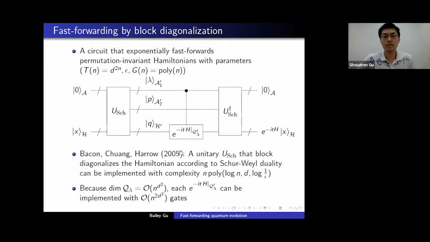Now let's look at the complexity of this simulation. The complexity of the Schur transform unitary was analyzed in this paper, and there it was found to be polynomial in n. So that's no problem there. If we look at this middle gate, we can look at what the size of the Q register is. It turns out that in the setup that we have, the maximum dimension of the unitary representation is at most n to the d squared, which is polynomial in n because we're fixing d. We can also say that this register lambda is also polynomial in n, although that's not so important because we can always use the method that I described previously.